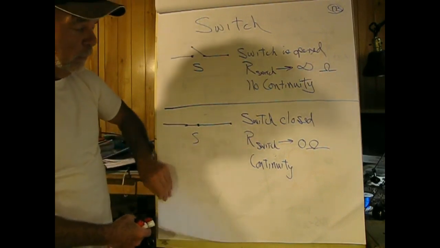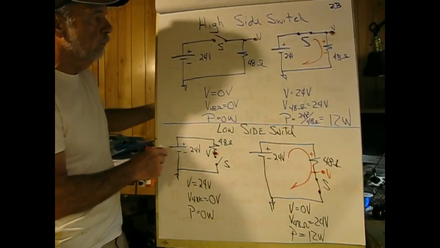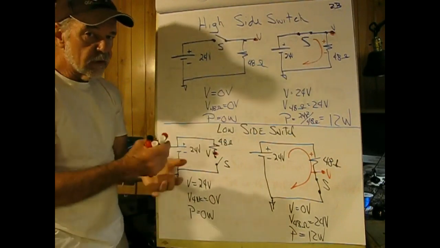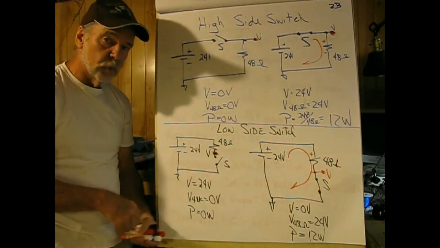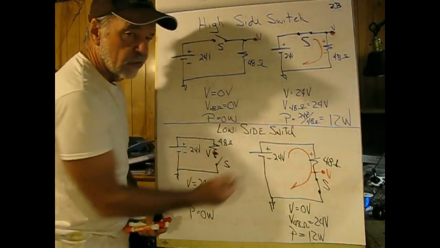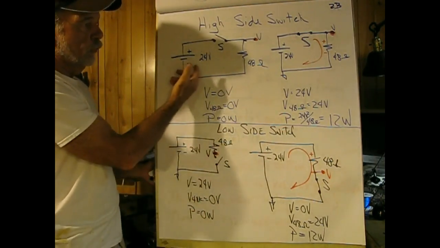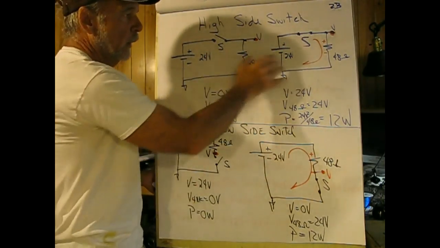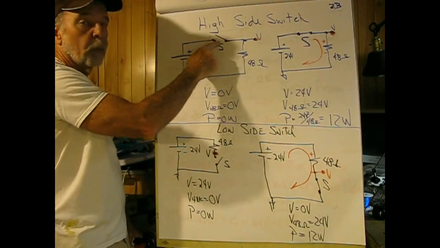Now, that may seem pretty simple, but let's take a look at some circuits. This is called a high side switch, and this is the easy one, and unfortunately it's not used as much in the electronics industry as a low side switch. So let's review this. We have a 24 volt source, a switch, and a 48 ohm load in both cases, and in this case the switch is open.